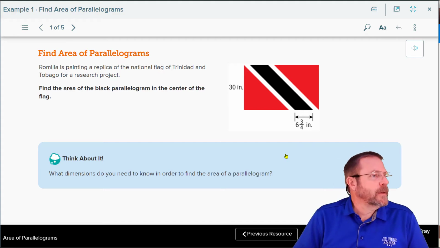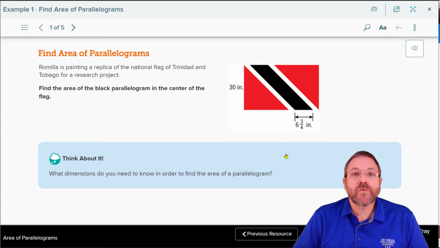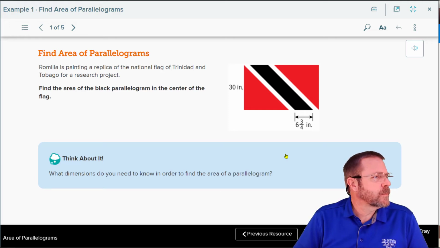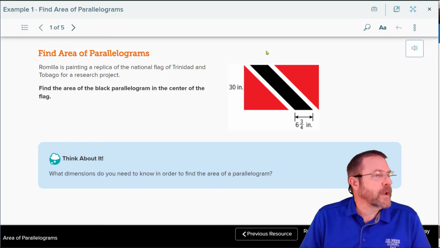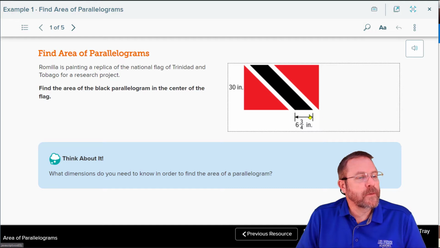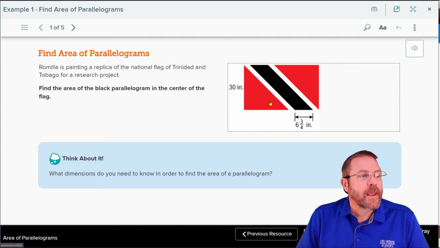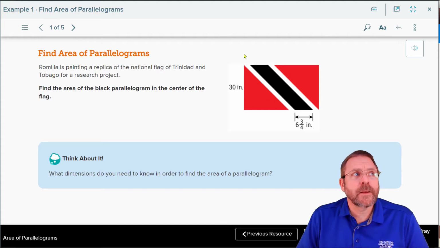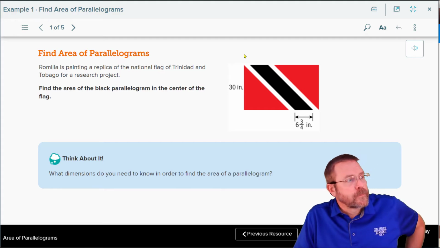Ramilla is painting a replica of the national flag of Trinidad and Tobago, I have no idea how to say that, for a research process. Find the area of the black parallelogram in the center of the flag. They give us a base of that parallelogram that is 6 3/4 inches. And the height of that parallelogram is the same as the height of the flag here, which is 30 inches.